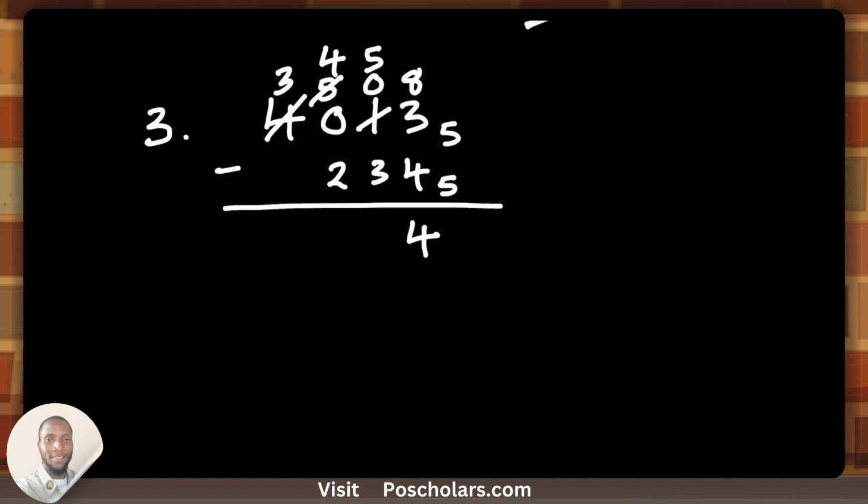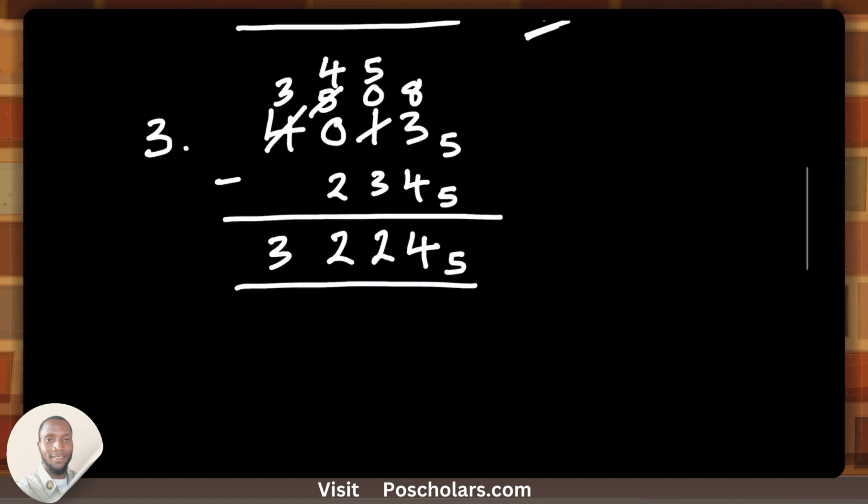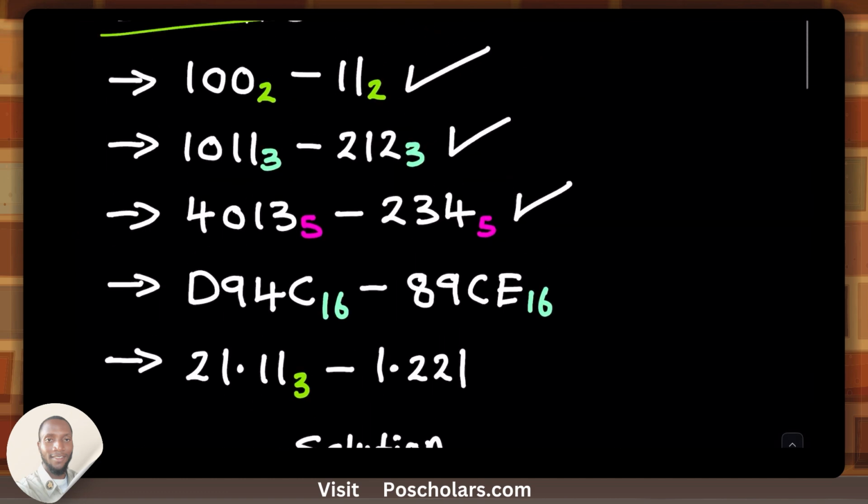Now you can subtract. 5 minus 3 gives 2. Then 4 minus 2 gives 2. And lastly, 3 minus nothing gives 3. Base 5. And this is the final answer. I believe it is well understood. We'll move on to the fourth question.